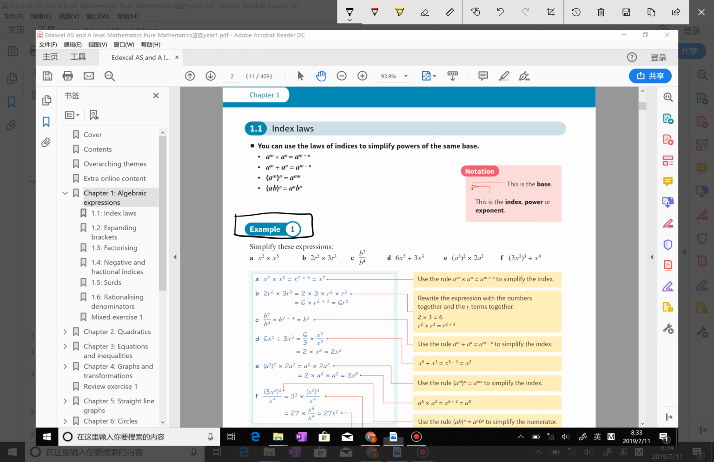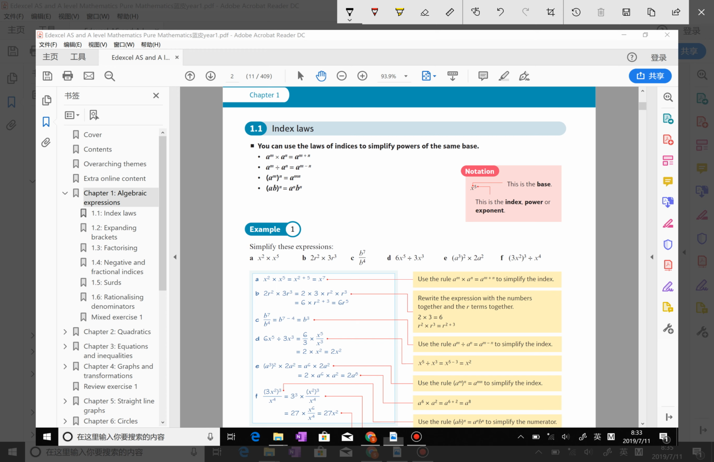For a, you have x squared times x power to 5, which uses this first law. So we have x power 2 plus 5, equals x power 7. Let's look at b. You have 2r squared times 3r cubed. This is kind of different because we have coefficients, which we can take out. Then 2 times 3 equals 6, then times r power 2 plus 3, equals 6 times r power 5.